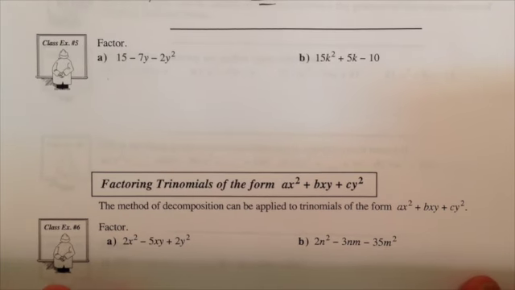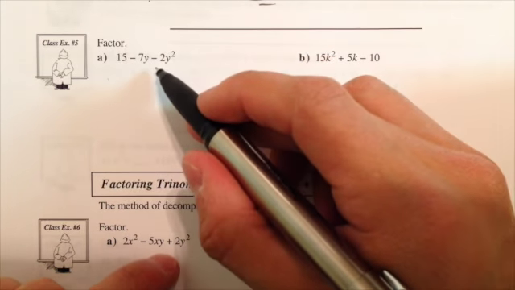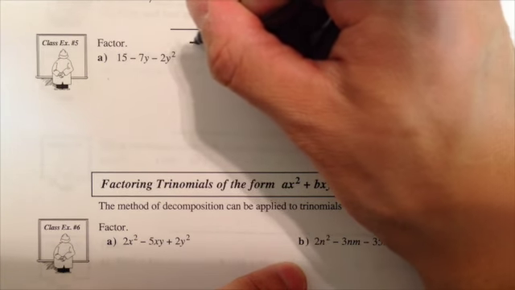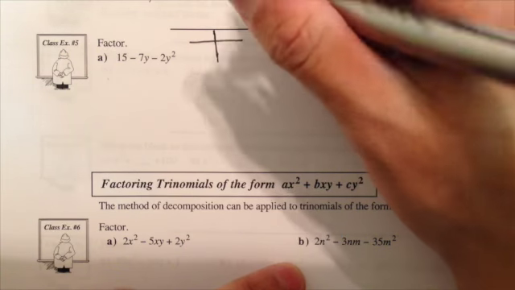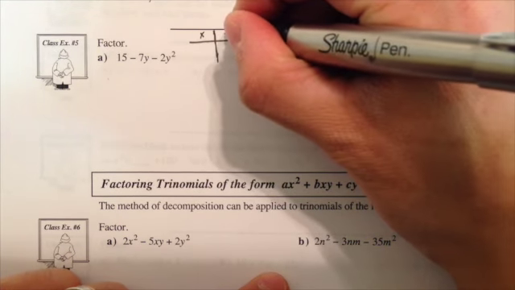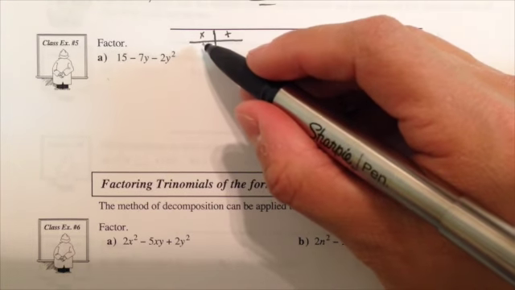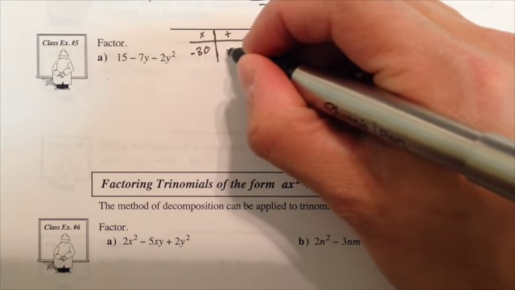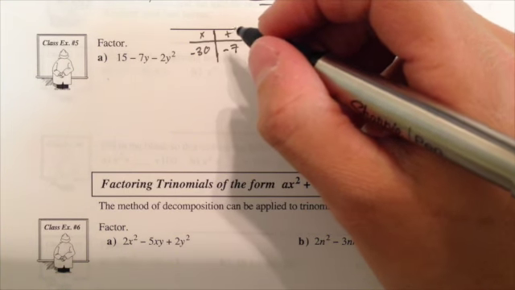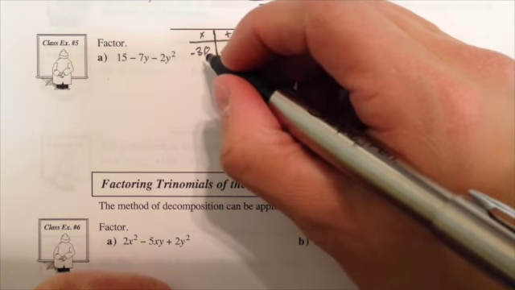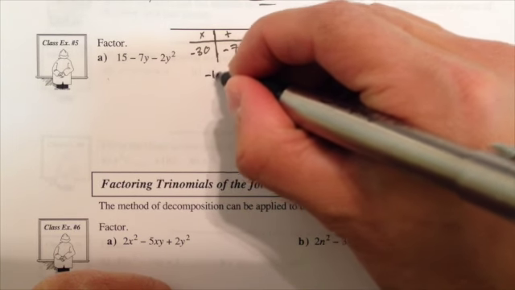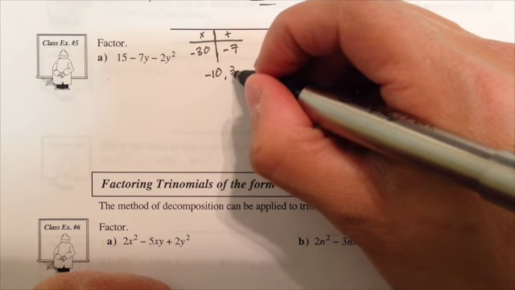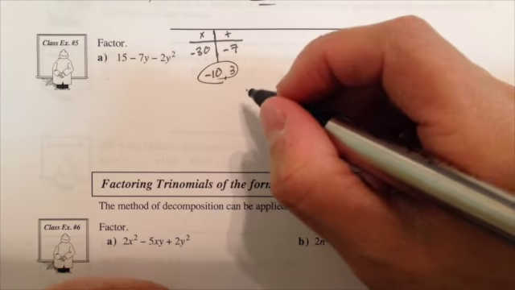Now actually two more examples. 15 minus 7y minus 2y squared. Okay, so even though it's kind of written in a different order, we approach it the exact same way. Okay, so again, what numbers multiply to give me 15 times 2, or negative 30, and add to give me negative 7? Okay, so we have negative 10 and 3, which will multiply to give you negative 30. Negative 10 plus 3 will give you negative 7. So those are our numbers.